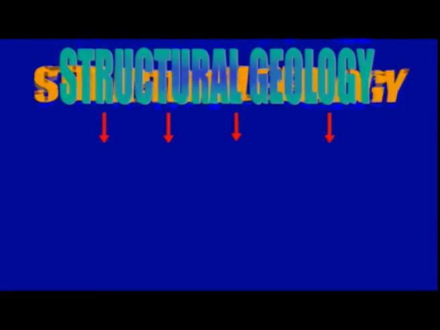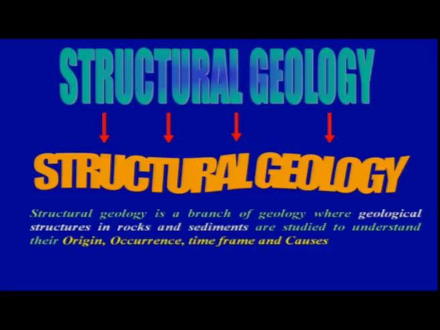What is structural geology? It is a branch of geology or earth science where geological structures, which are found in rocks or within the sediment succession, are studied to understand their origin, their occurrence, the time frame and causes, how they were formed, where they were formed, and where they occur. Okay. So, this is what we call structural geology.